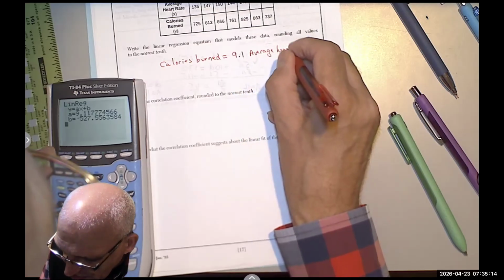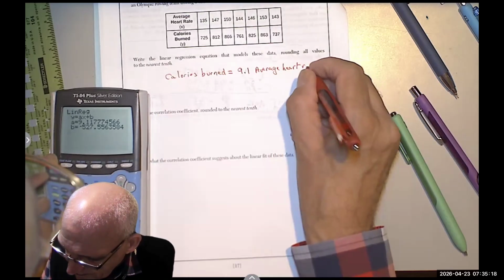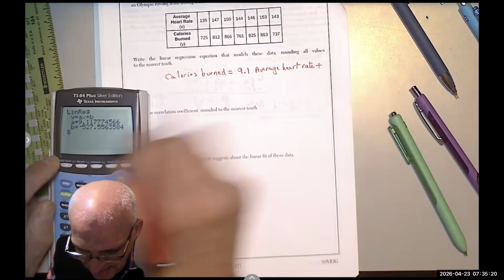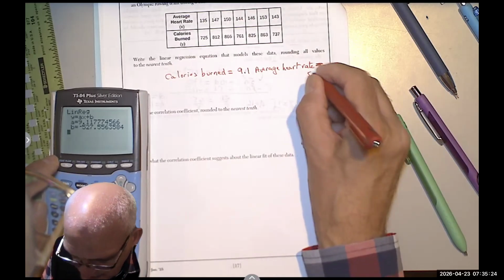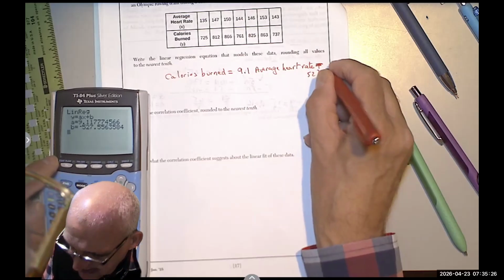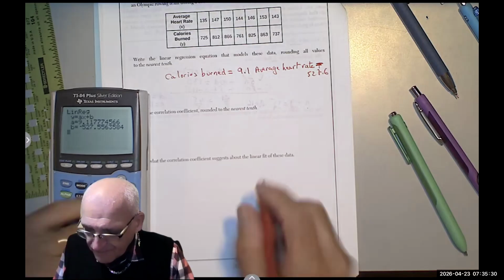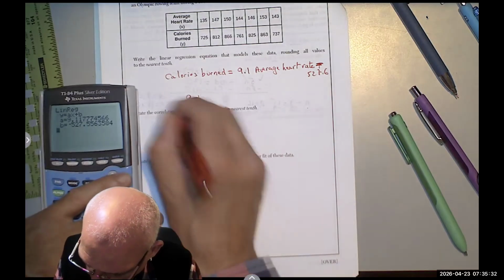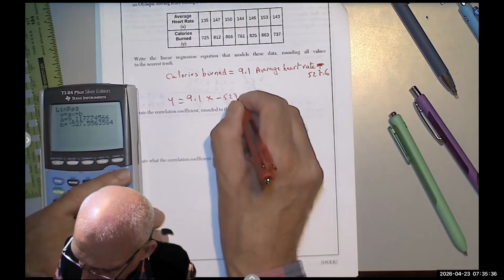Notice this is an equation of a straight line, and that's why we call it a linear regression. Minus 527.6, since they wanted it to the nearest tenth. So Y equals 9.1x minus 527.6.